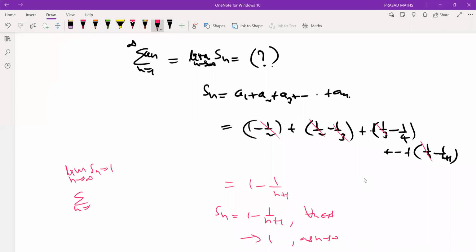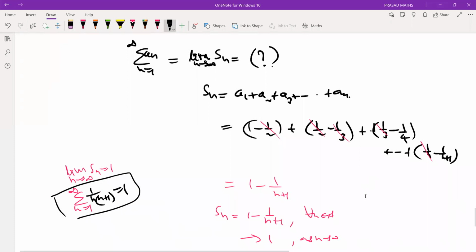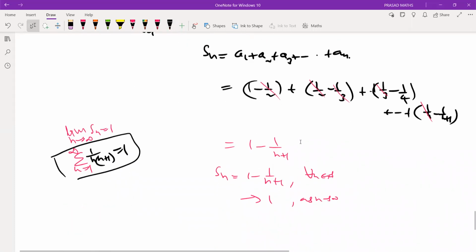Therefore, your series value is exactly, what is your series? The series 1 by n into n plus 1. Your series value is exactly 1. So the telescopic method is this. This is nothing but a telescopic method.